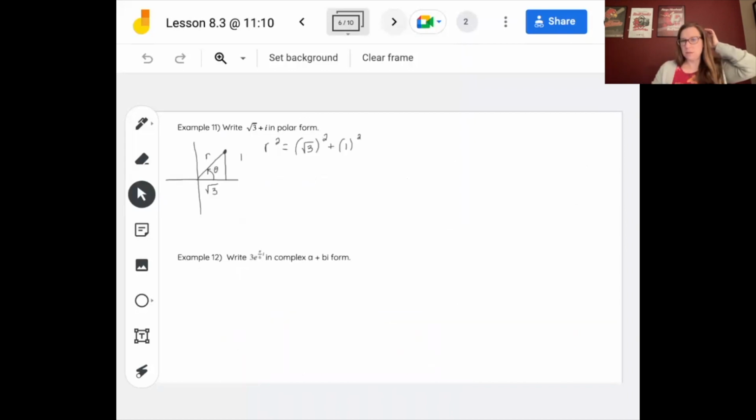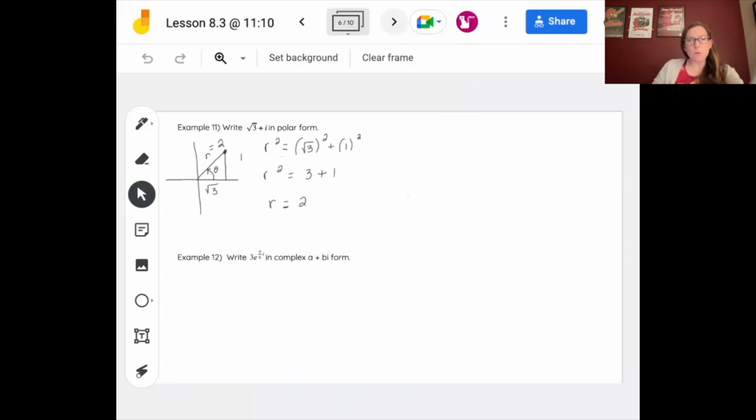All right, this time we've got square root 3 plus i. This time it looks like we're in the first quadrant, where I'm going to the right square root 3, and we went up 1 unit, 1 i, if you will. So r squared is 3 plus 1. So r would have to be 2, right? Because 3 plus 1 is 4, and the square root of 4 is 2. That's a nice neat radius, 2.